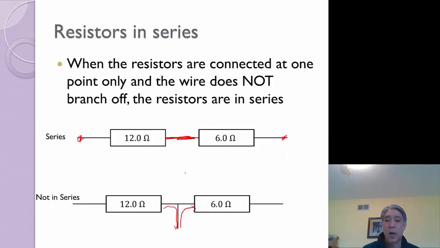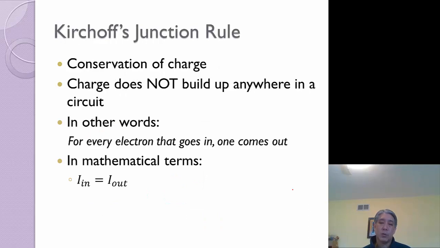Going back to look at our slides, an electron that comes in through this side must go all the way through the circuit until it comes out the other side. In the instance on the bottom, an electron can come in this way and go into this point, and it can go out either this way or that way, and that's what makes the one on the bottom not in series. So Kirchhoff's junction rule basically says that current in must equal the current out, no matter where you are in the circuit.